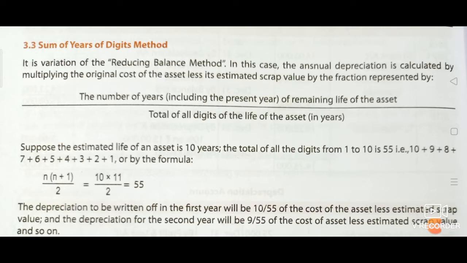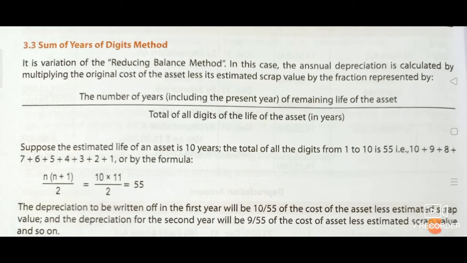See the formula. In this case, annual depreciation is calculated by multiplying the original cost of the asset less estimated scrap value by the fraction represented by the following formula: the number of years, including the present year, of remaining life of the asset, upon the total of all digits of the life of the asset in years.